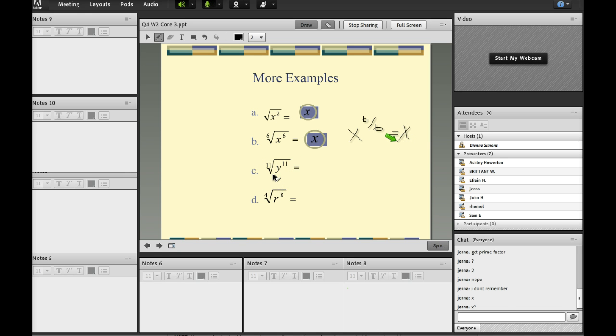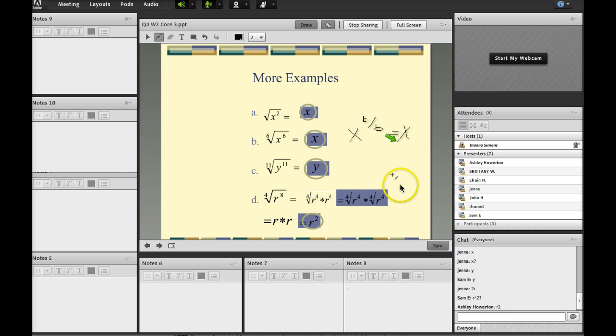All right. What about C? What's the 11th root of y to the 11th? Yeah, I got a bunch of y's. Good. What about the last one? The 4th root of r to the 8th. Okay, got an answer from Jenna, an answer from Sam. R squared. All right, yes, good.